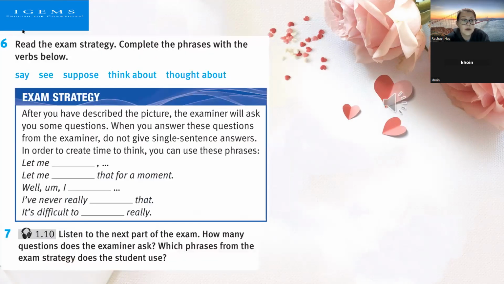Okay. So now we're going to read the exam strategy, complete the phrases with the verbs below. So we have say, see, suppose, think about, thought about. Okay, so what does the exam strategy say? Can you read it for me?